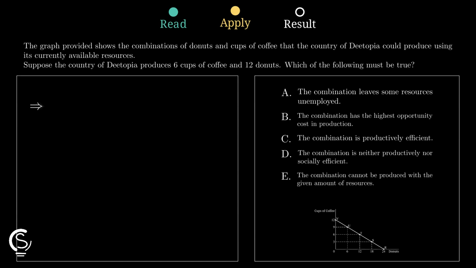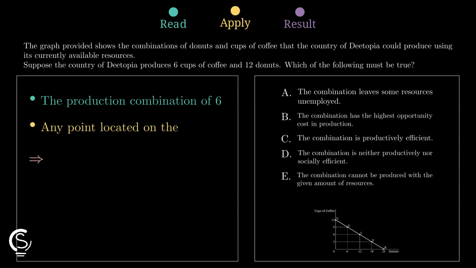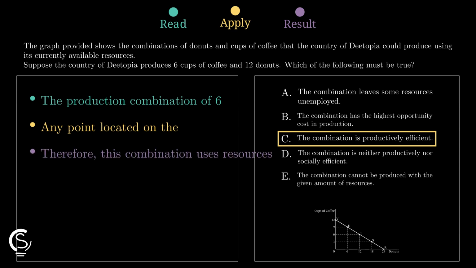Any combination that lands exactly on the curve represents the maximum output possible with current resources. This means the economy is performing at its absolute peak without wasting any materials. Because we are on the line, the combination is productively efficient. That makes option C our final winner. You just solved it like a pro.